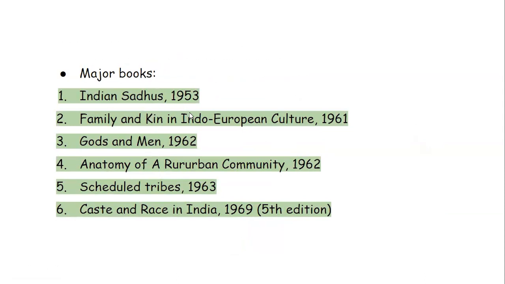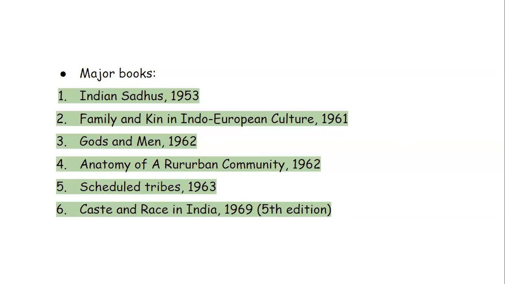So you have to remember this. Indian Sadhus, 1953. Family and Kin in Indo-European Culture, 1961. Gods and Men, 1962. Anatomy of a Rural-Urban Community, 1962. Scheduled Tribes, 1963. Caste and Race in India, 1969. In 1969, the 5th edition got published. So that's it about G.S. Ghure.